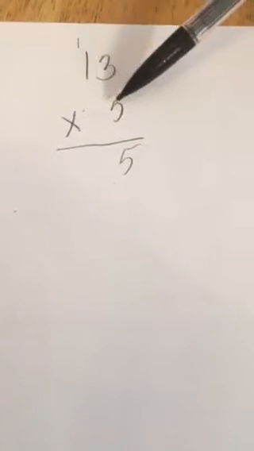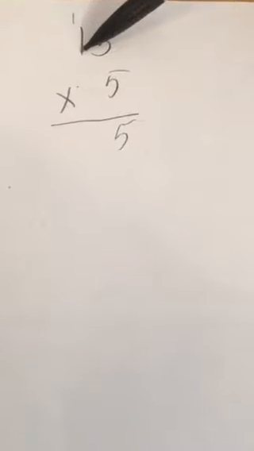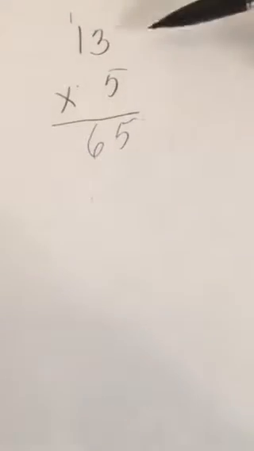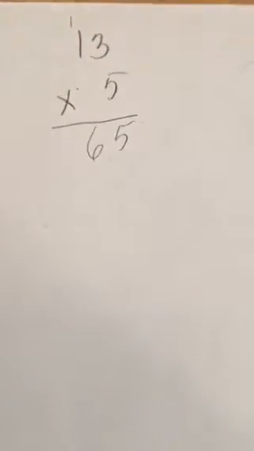So 5 times 3 is 15. We drop the 5, carry the 1. And notice I start with the ones place and then I go to the tens place. So now I'm going to say 5 times 1 equals 5 plus 1 equals 6. So now we know that 13 times 5 equals 65. But this might be a little hard for some of us.